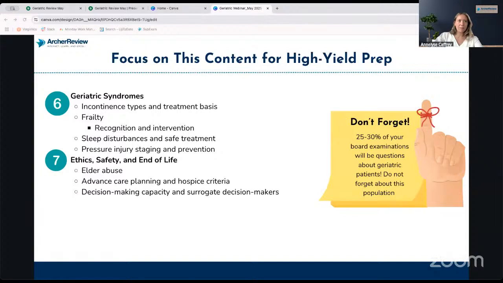So geriatric syndrome and ethics, these are all stuff between those two slides that I would say screenshot, take a picture of. This will be uploaded later on our Facebook page, so if you follow us on Facebook, you can get it there. But just don't forget, up to 30% really of your board exams is geriatric patients. So do not forget about this population. Don't forget this information. This is stuff you need to study.